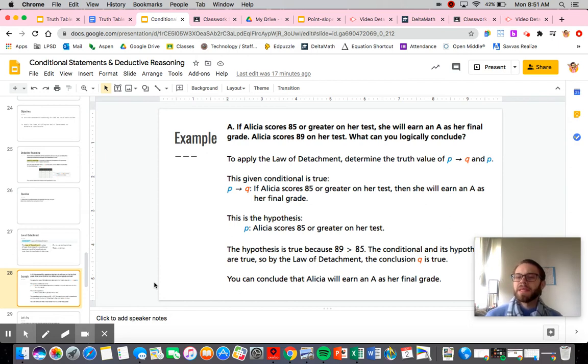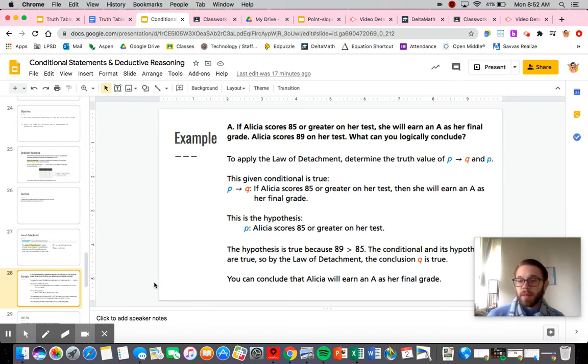So, for example, if Alicia scores 85 or greater on her test, she will earn an A in her final grade. So we're taking that first part to be true. And then we're saying Alicia scores 89 on her test. What could we logically conclude? Well, we've already stated that the conditional is true, right? I don't know why we would have lied about that. So yes, that's true. And then she scored greater than an 85 because 89 is greater than an 85. So therefore, by the law of detachment, we can conclude that she will get an A in her final grade. All right.